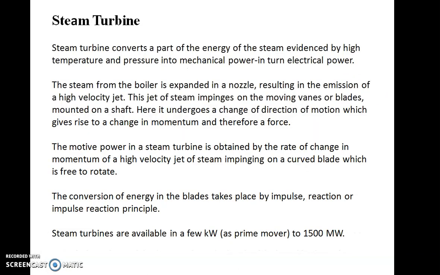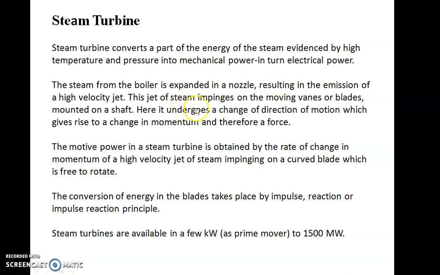Now let us see what we mean by steam turbine. A steam turbine converts a part of the energy of steam at high temperature and high pressure into mechanical power or electrical power. So it is converting the high pressure and high temperature steam energy into mechanical energy, and then the generator converts that mechanical energy into electrical energy. How is it obtained?